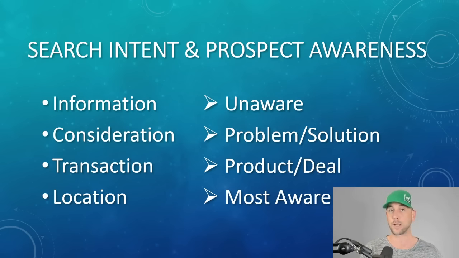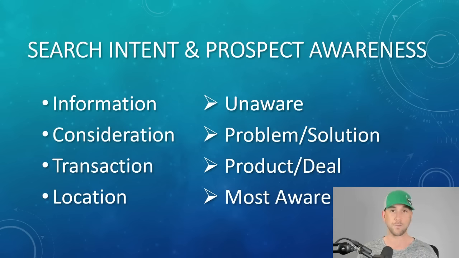They're searching for information around how to solve a problem, or they're searching for information around, is my idea of the solution the right one for me? Then on the transaction level, they're product aware or deal aware. They know exactly what product they want, and maybe they're looking for the best deal on that product. So that gives you a little bit of the mindset of the searcher themselves.